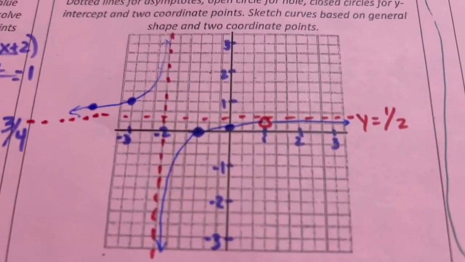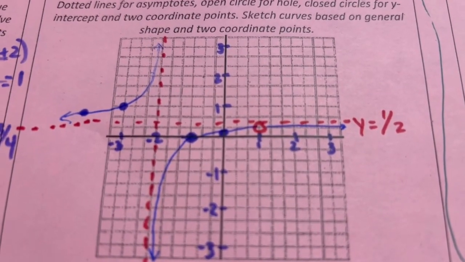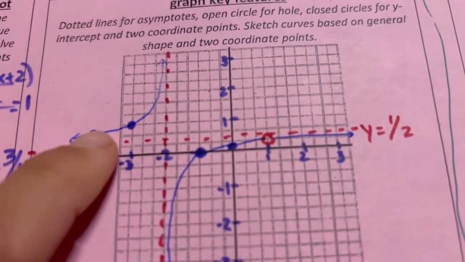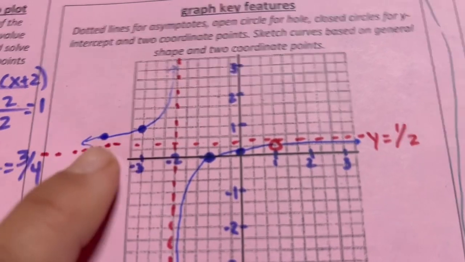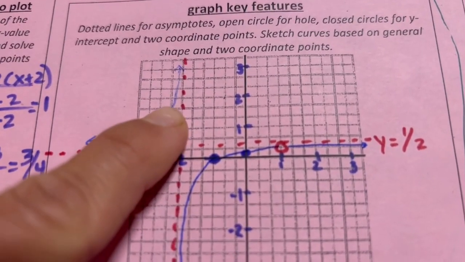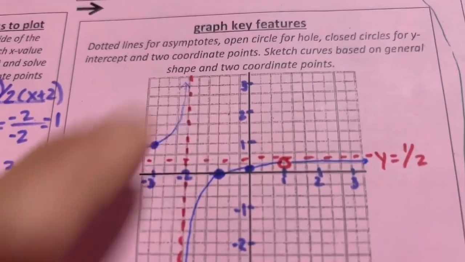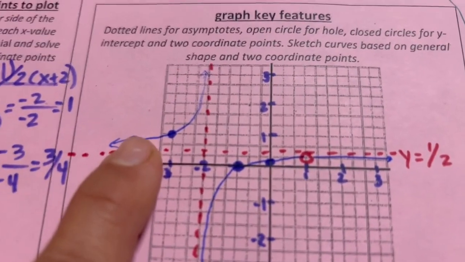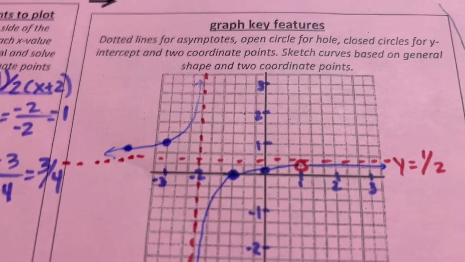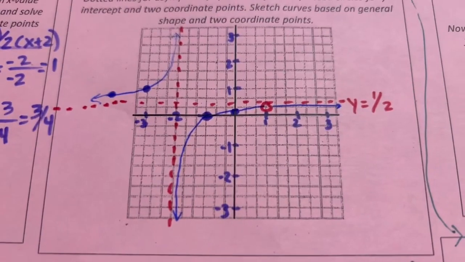Now, just a reminder that your asymptotes guide the end behavior. So when I don't know which way my graph's supposed to go, know that your graph has to go towards these asymptotes. The arrows have to move towards the asymptotes. They guide the end behavior of our graph.